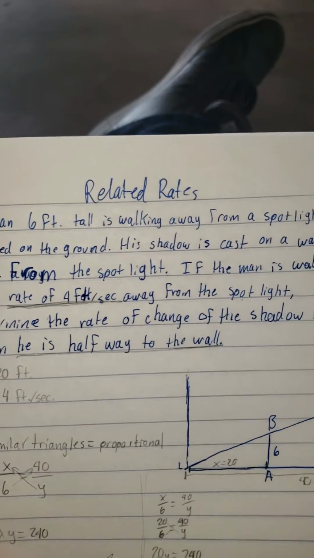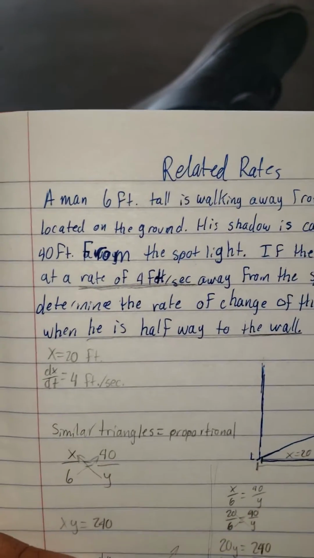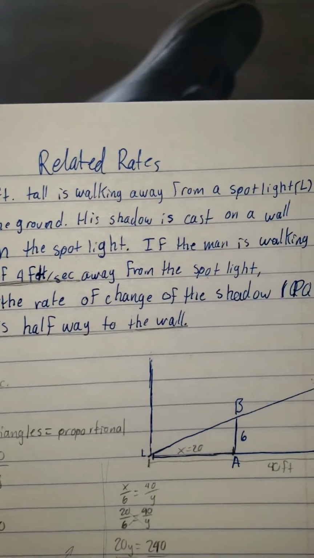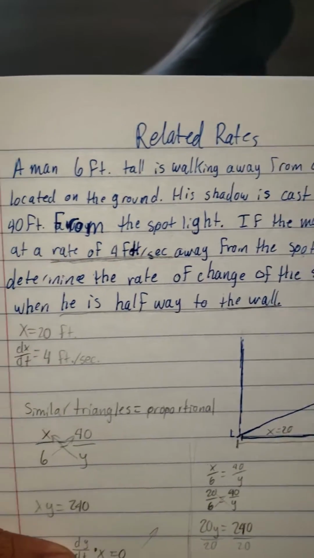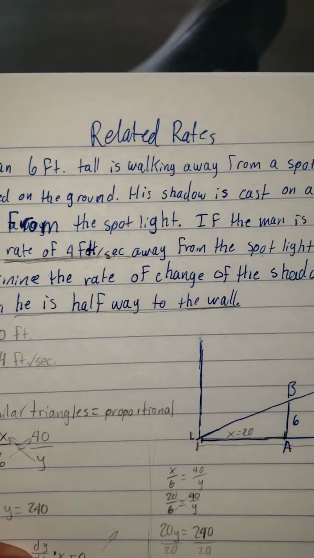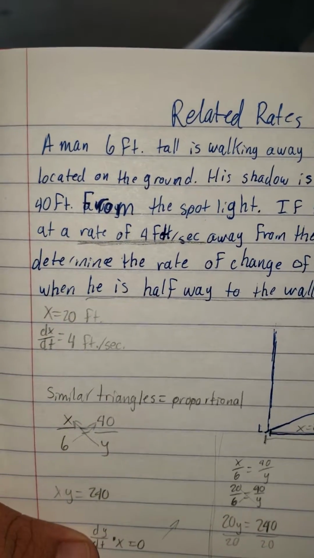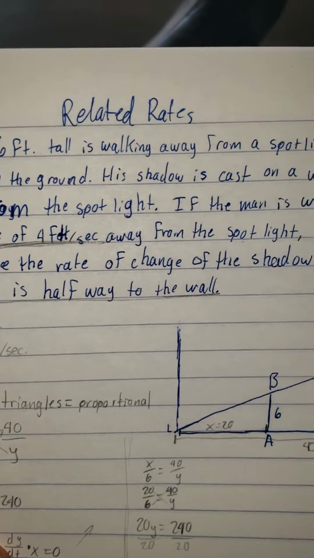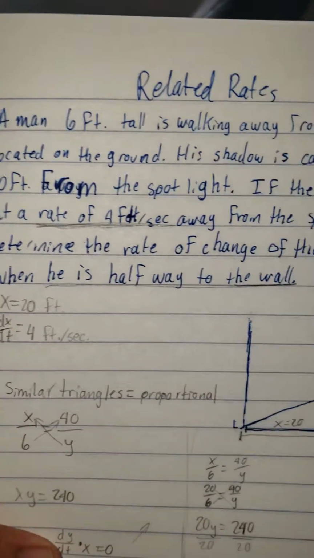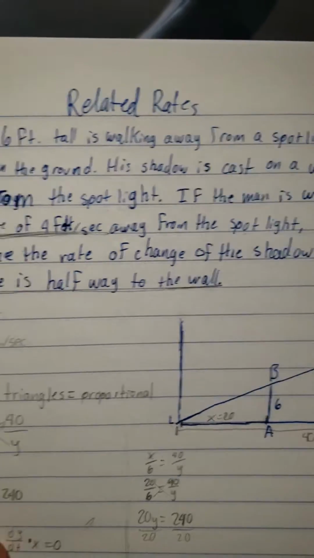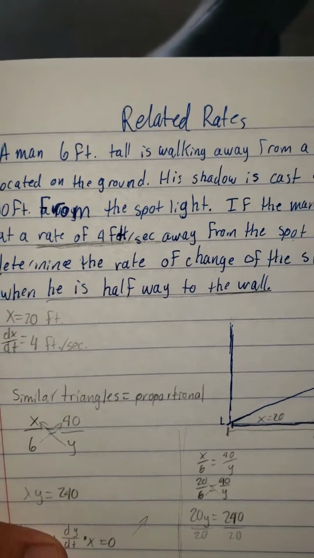A man 6 feet tall is walking away from a spotlight located on the ground. His shadow is cast on a wall 40 feet from the spotlight. If the man is walking at a rate of 4 feet per second away from the spotlight, determine the rate of change of the shadow when he is halfway to the wall.